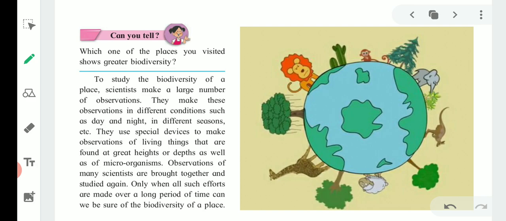They make their observations in different conditions such as in day or night, in different seasons like winter season, summer season, etc. They have special devices to make observations of living things that are found at great heights or depths. Height means on the mountains and depth means underground or in the water. As for microorganisms, observations of many scientists are brought together and studied again. Only when all such efforts are made over a long period of time can we be sure of the biodiversity of a place.